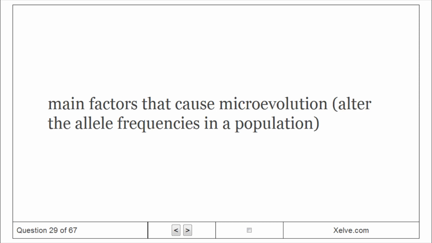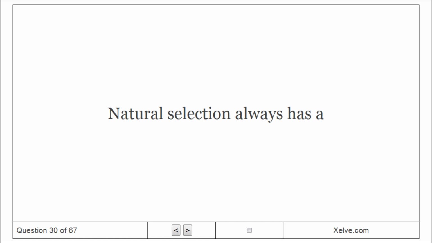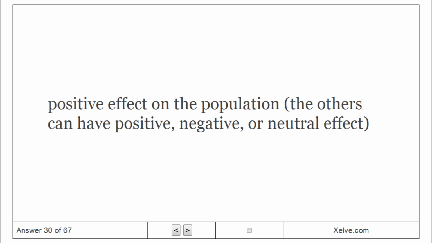Main factors that cause microevolution alter the allele frequencies in a population: genetic drift, natural selection, gene flow, mutation. Genetic drift and natural selection are the most important. Natural selection always has a positive effect on the population; the others can have positive, negative, or neutral effect.